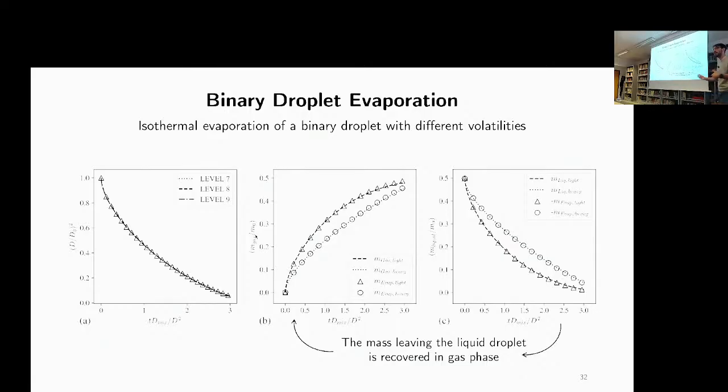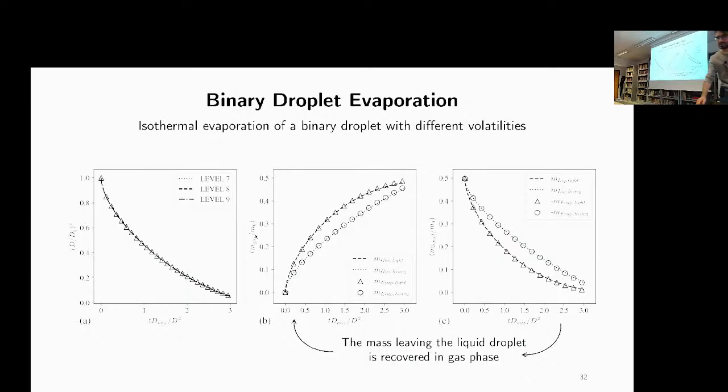So essentially, we can prove that our method is mass conservative because the amount of mass lost by the liquid phase is retrieved in the gas phase, right? This is not a very common test in phase change models, so we can prove that we can actually be mass conservative.